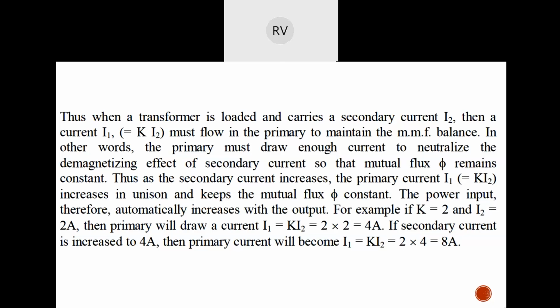The power input therefore automatically increases with the power output. For example, if K equals 2 and I2 equals 2 amperes, then the primary will draw a current I1 equals K into I2, that is 4 amperes. If the secondary current is increased to 4 amperes, then the primary current will increase to 8 amperes. So whatever you do, there should be a constant mutual flux. In order to maintain the constant mutual flux, the primary will be drawing extra current, which will set up a flux N1 I1, which is equal to N2 I2, and then counterbalances it.